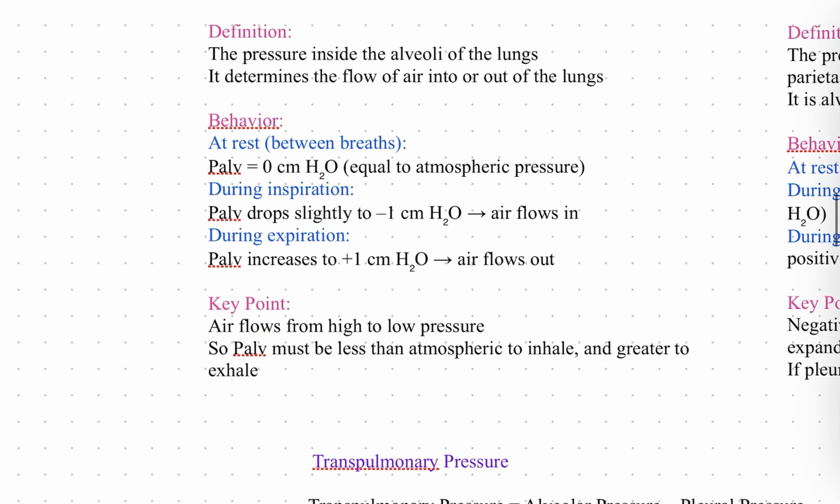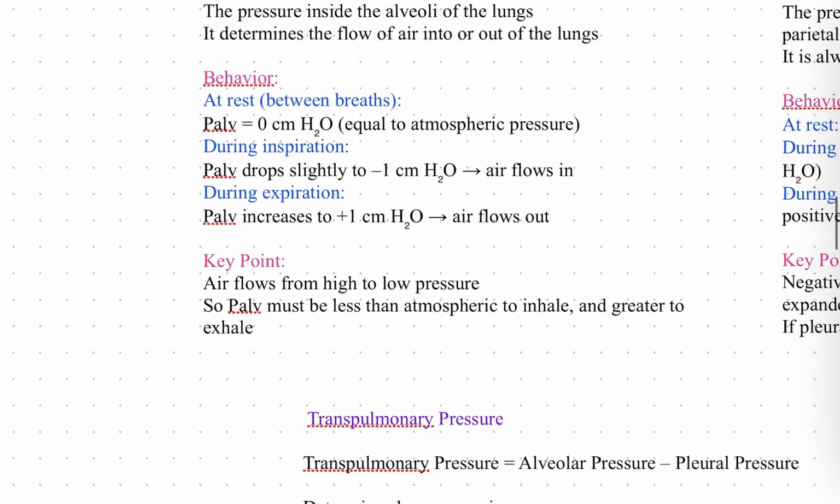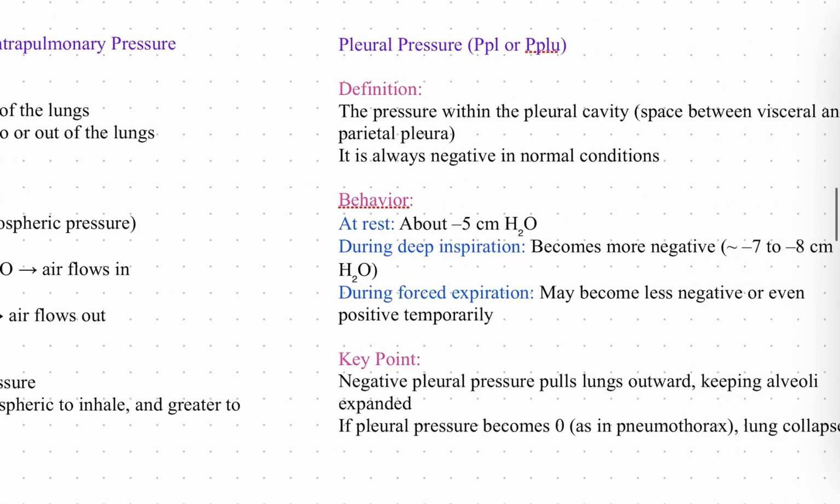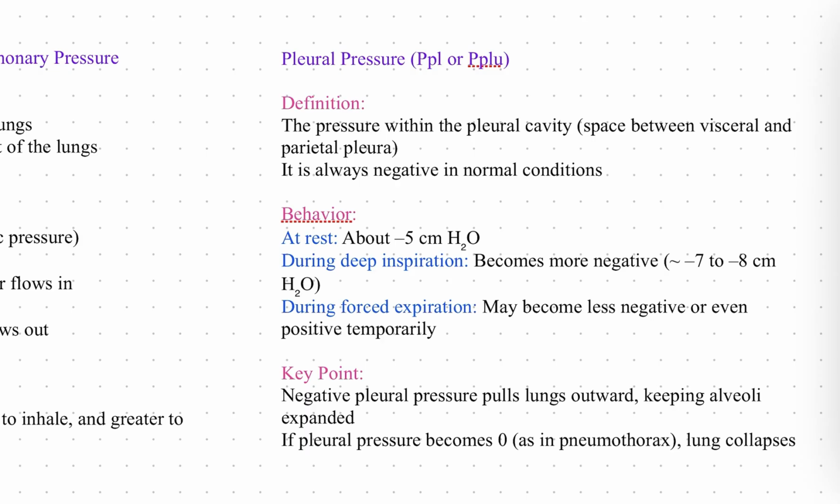So during expiration, the alveolar pressure increases to positive pressure, that is plus 1 centimeter of water. So it is more than the atmospheric pressure. So the air moves from the lungs to the atmosphere, high pressure to low pressure. Air always flows from high pressure to low pressure. So the alveolar pressure must be less than atmospheric pressure in order to inhale and should be greater than the atmospheric pressure to exhale.